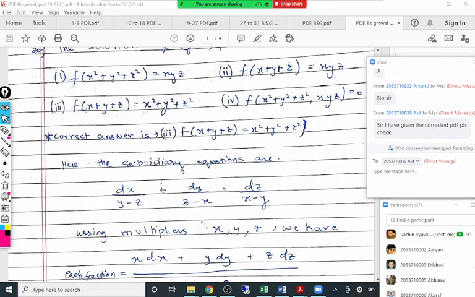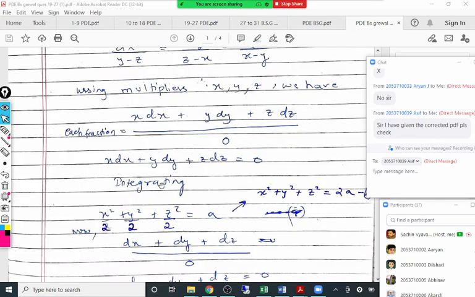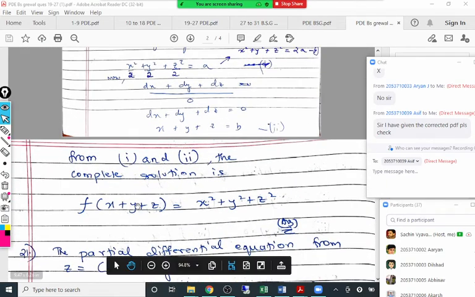Any doubt? I think here he has given the detailed solution now. He solved it and gave that answer. So yes, here is the corrected answer.